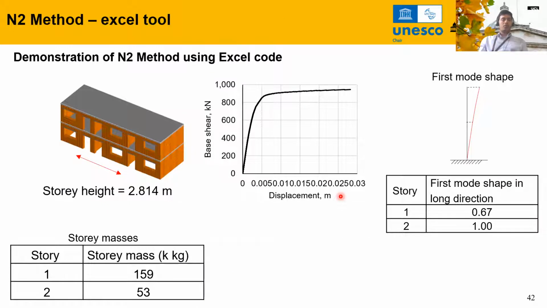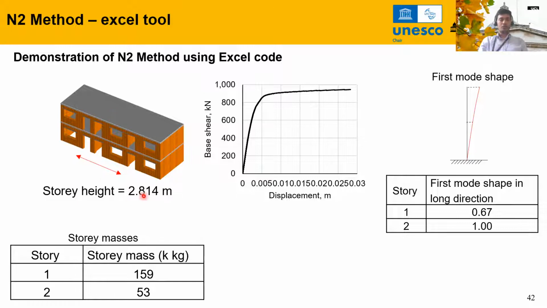Now, for this given building, for which I showed you this pushover curve already, I'm going to demonstrate how to use the entry method. We are giving you an Excel sheet that can compute these performance points for different ground motions using the entry approach. Okay, so the data given here: this is your building.